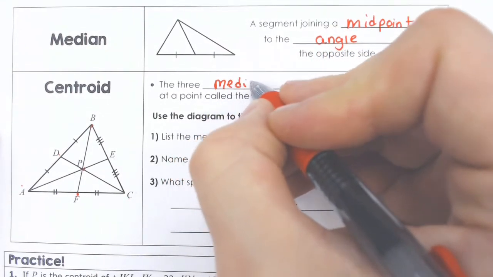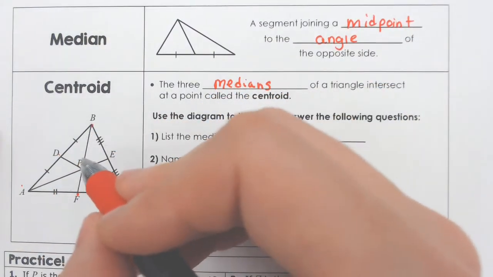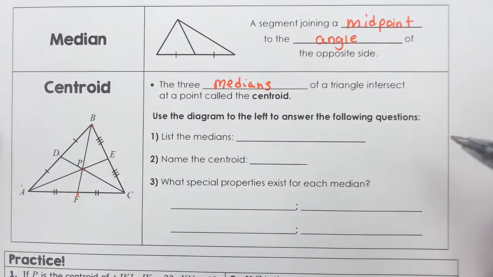Technically, once you actually get two medians, you have the centroid, by the way, because anytime you have two lines intersecting, they're going to be the centroid. So you don't need all three. You could use two if you wanted.